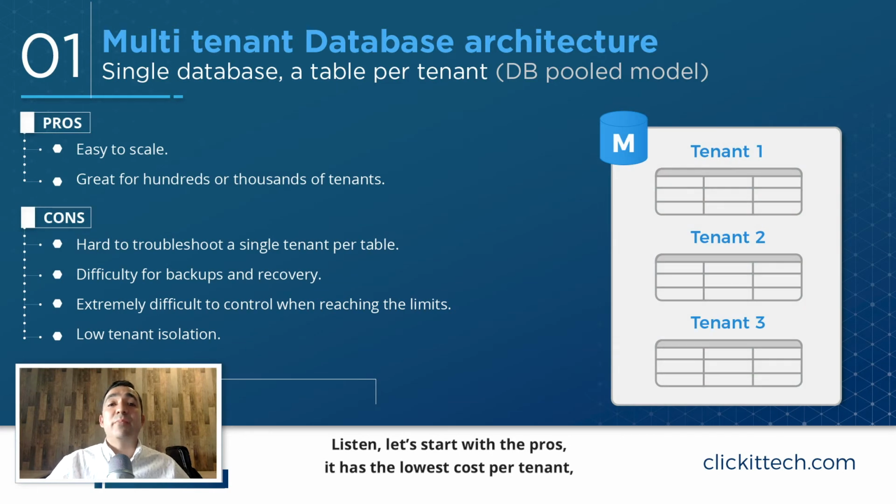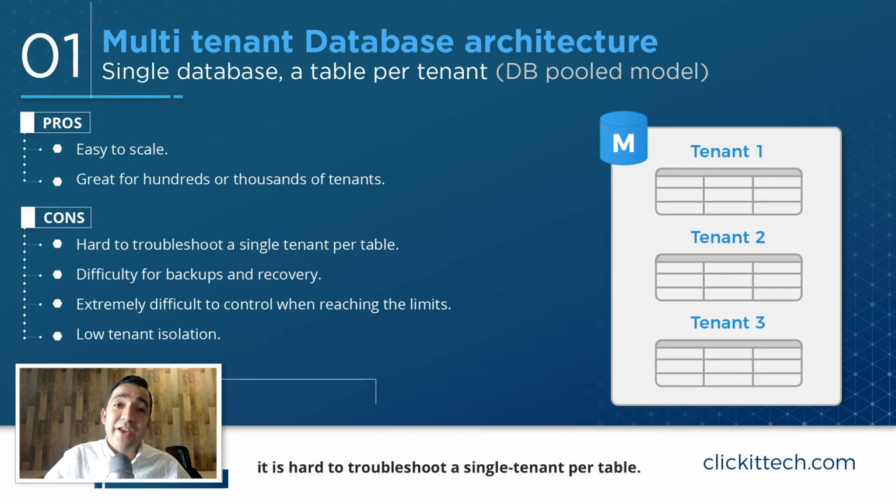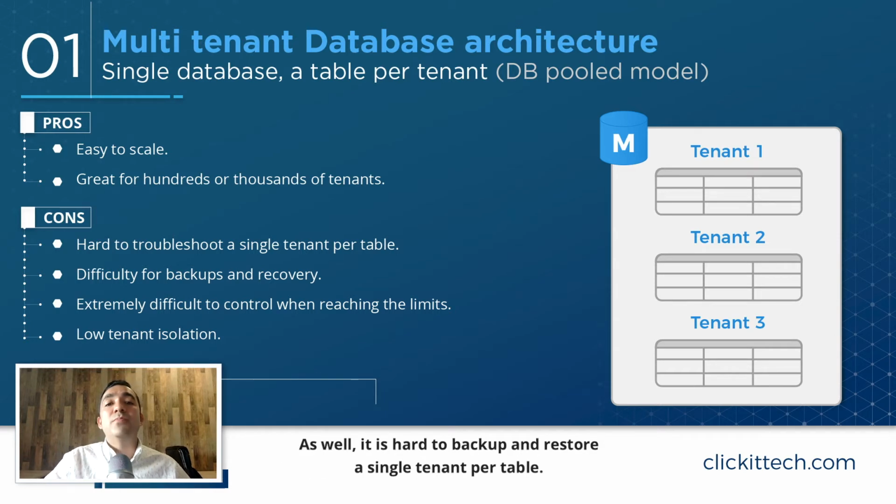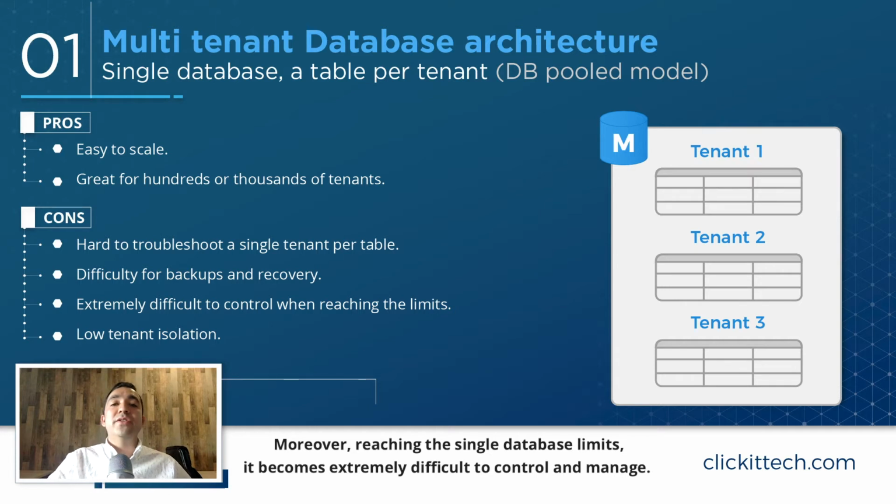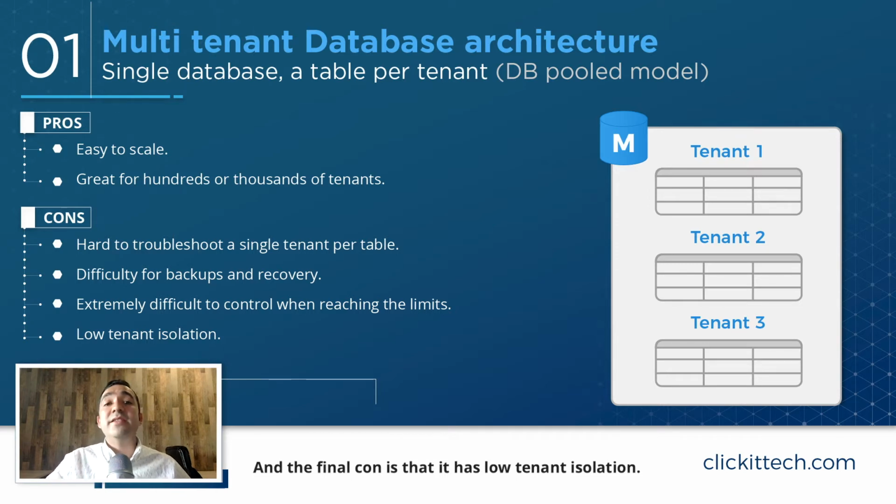Let's start with the pros. It has the lowest cost per tenant. Also, it is very easy to scale your architecture, and it is a great architecture for hundreds or thousands of tenants. Now, the dark side, the cons. Number 1, it is hard to troubleshoot a single tenant per table. As well, it is hard to back up and restore a single tenant per table. Moreover, when reaching the single database limits, it becomes extremely difficult to control and manage. And the final con is that it has low tenant isolation.